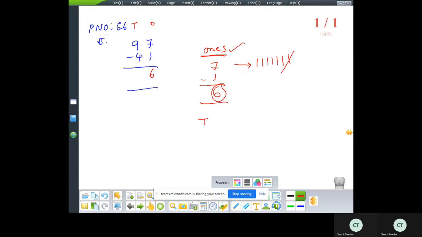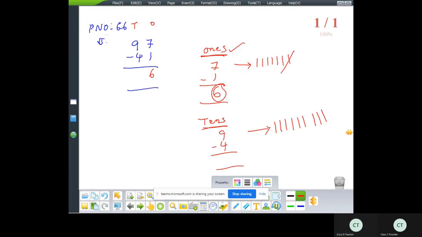Now subtracting on 10's place. The digits in 10's place are 9 and 4, so 9 minus 4. 4 is subtracting from 9. Here 4 is smaller than 9, so subtraction exists. Subtraction happens from a bigger number to a smaller number. Now draw 9 lines. From these 9 lines, we remove 4.